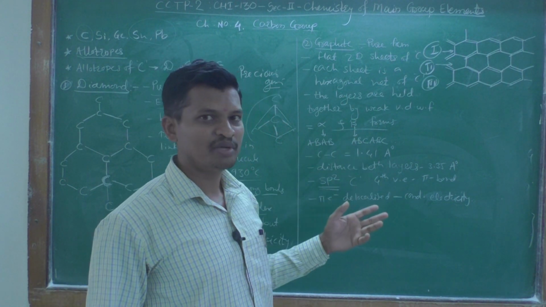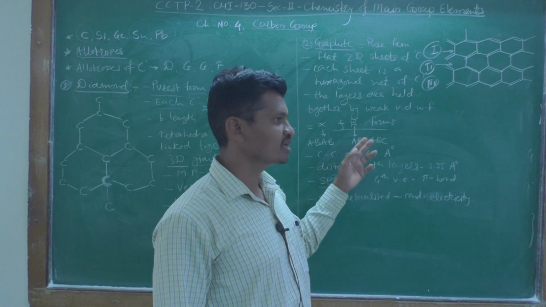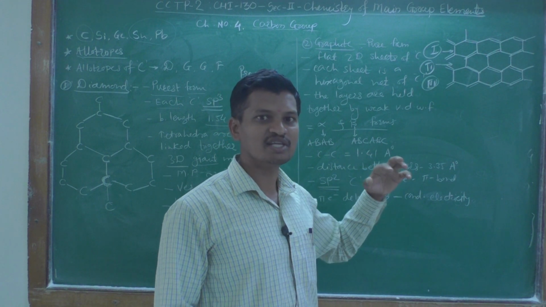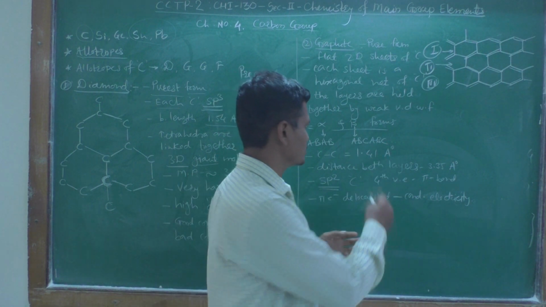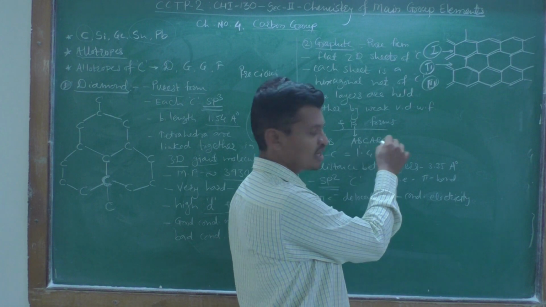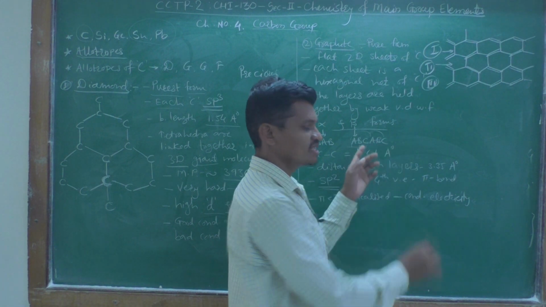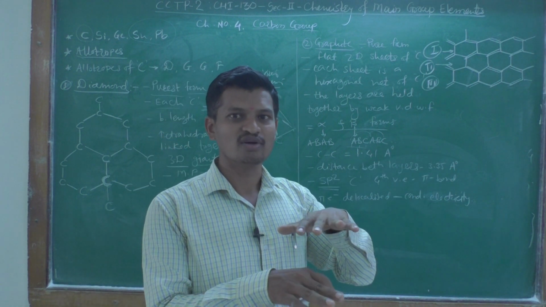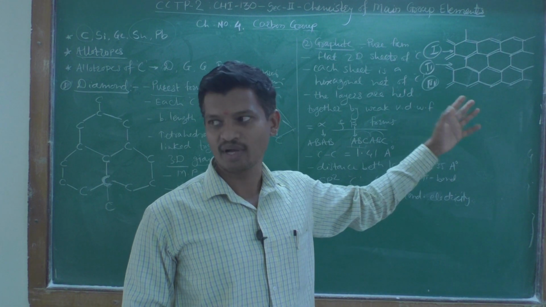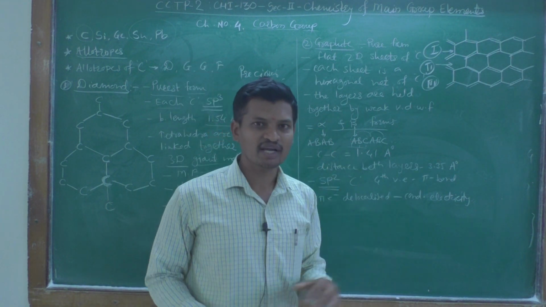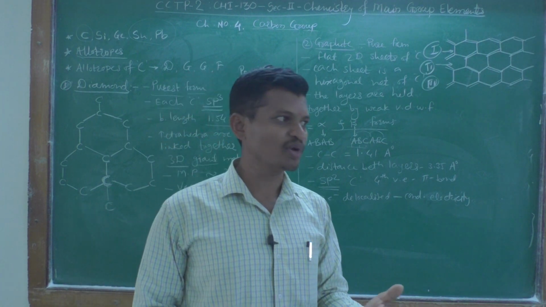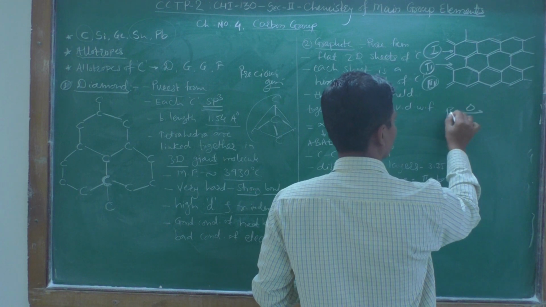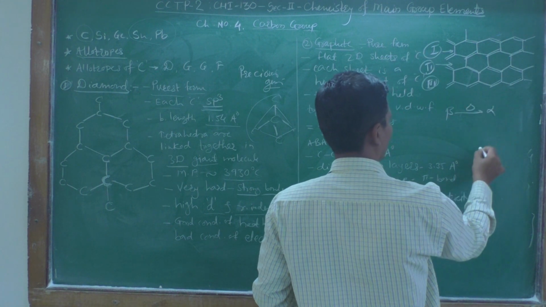The beta form has three sheets, that is ABC. The repetition is after three sheets, so 1, 2, 3 and A comes again after 3. This is the trend of repetition of hexagonal rings in the beta form of graphite. These alpha and beta forms are interconvertible. On heating, the beta form is converted to alpha.